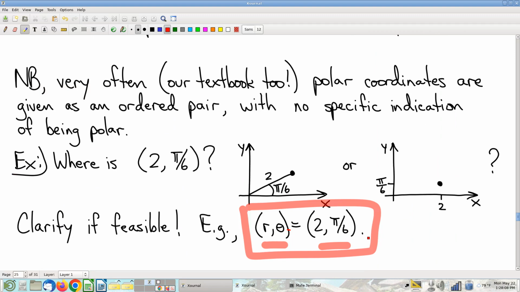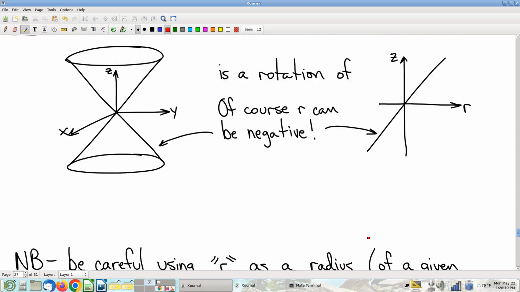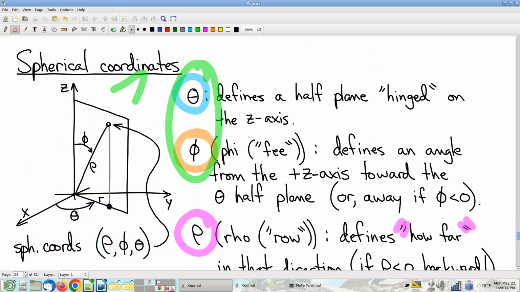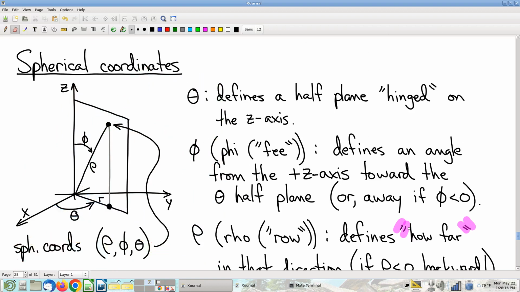You want to hear something really tragic? Not only do some people put them in different order, some people label them differently. There are those for whom this thing here that I call theta, they call it phi.